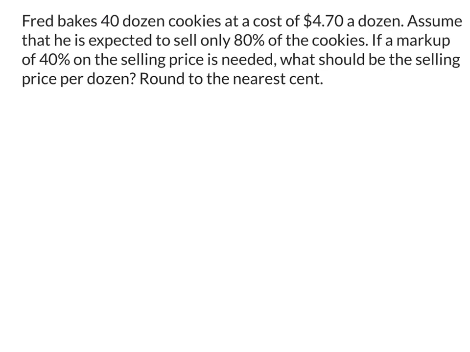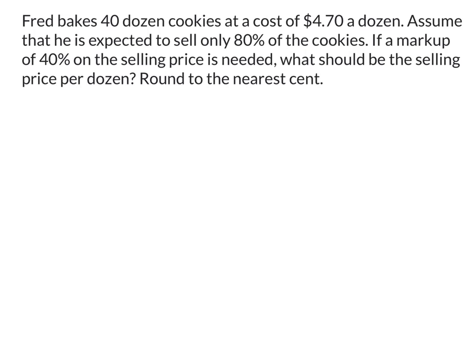Fred bakes 40 dozen cookies at a cost of $4.70 a dozen. Assume that he is expected to sell only 80% of the cookies. If a markup of 40% on selling price is needed, what should be the selling price per dozen? Round to the nearest cent.